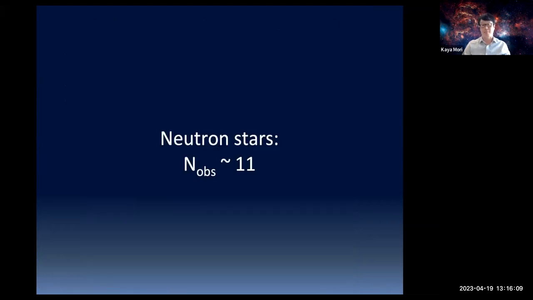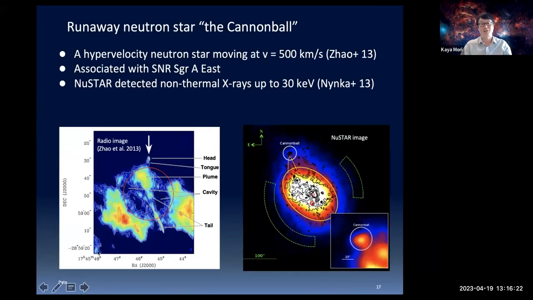Based on what we know, I would claim there are only 11 neutron stars detected. If you're a neutron star fan, it's not much, but I will tell you one by one. So let me start with the cannonball. It's a runaway neutron star.